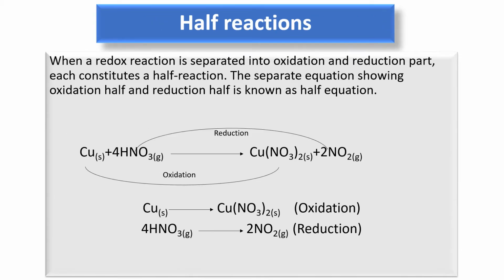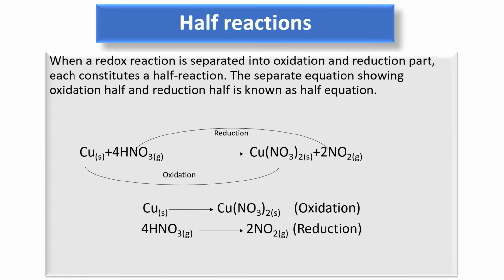Now let's quickly look at half reactions. When a redox reaction is separated into oxidation part and reduction part, each constitutes a half reaction. So breaking an ionic equation or redox reaction into 2 halves, that is oxidation and reduction parts. That oxidation reaction and reduction reaction represents half reactions because the two of them are removed from a single ionic equation. So when you have oxidation reaction, that is half reaction. Reduction reaction is another half reaction. So the two of them put together will make a single redox reaction. So the separate equation then show the half reaction and show oxidation half and reduction half.